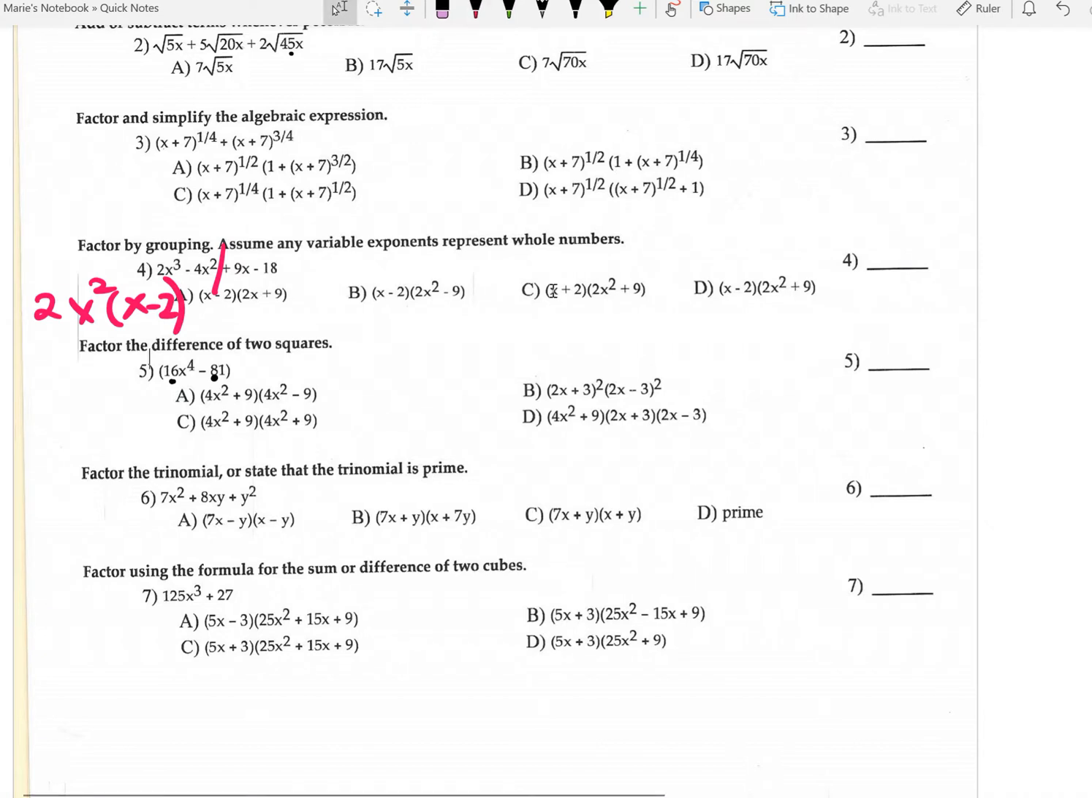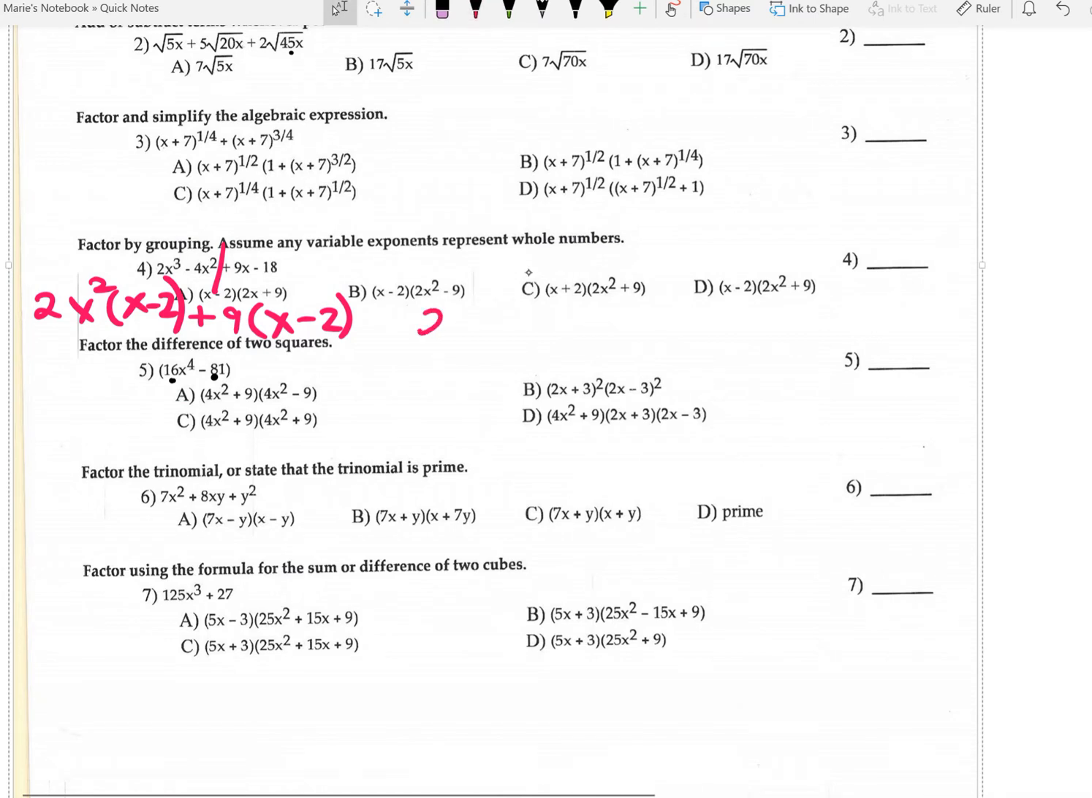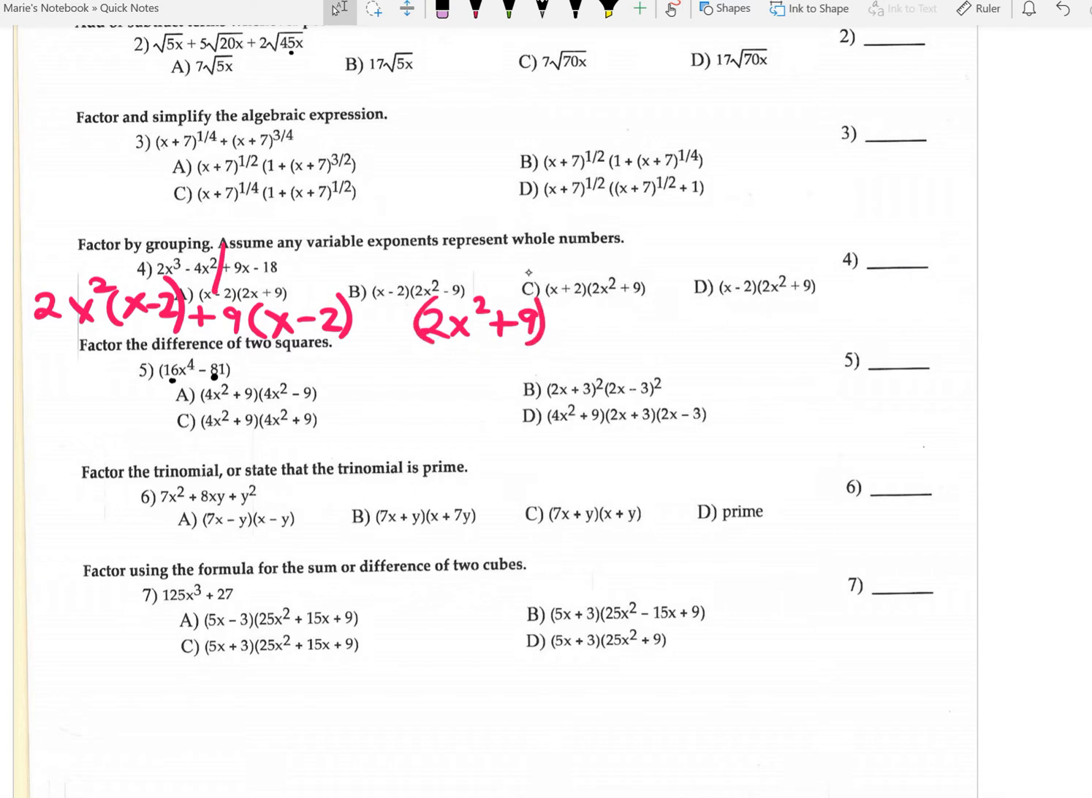And that should give me 2x cubed minus 4x squared. And then over here on this side, I'm going to take out a, let's go with a plus 9. Let's see if that works. This will give me x minus 2 in here. So that works. And then my final answer here will be 2x squared plus 9 times x minus 2. And so by default, number 4 should be answer choice D.